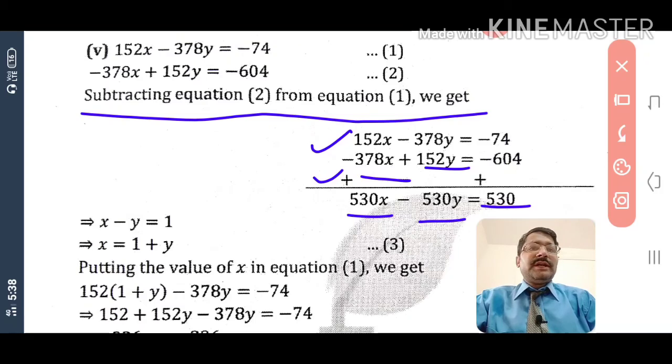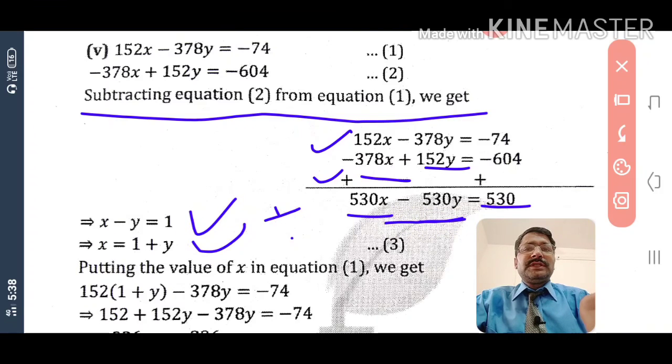This you will divide by 530. So you divide by 530 and get x minus y equal to 1, and from here you can write x equal to 1 plus y. This you will put in equation 1. In equation 1 you put 152 times (1 plus y) in place of x, minus 378y as it is, equal to minus 74 also as it is.